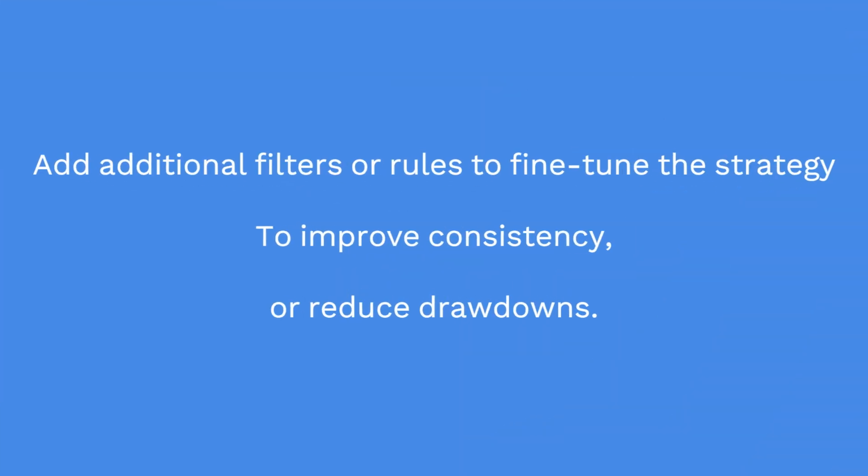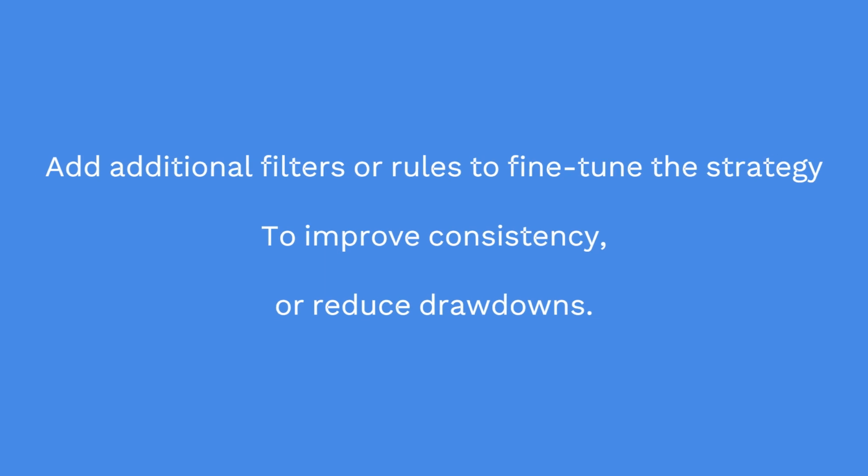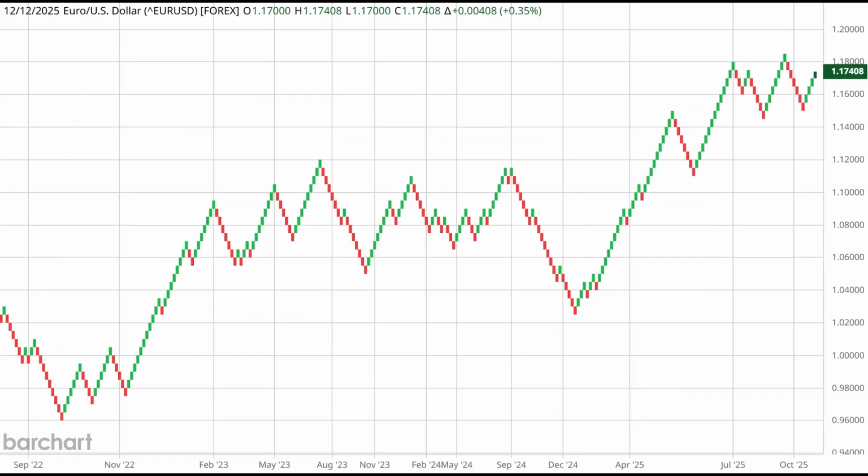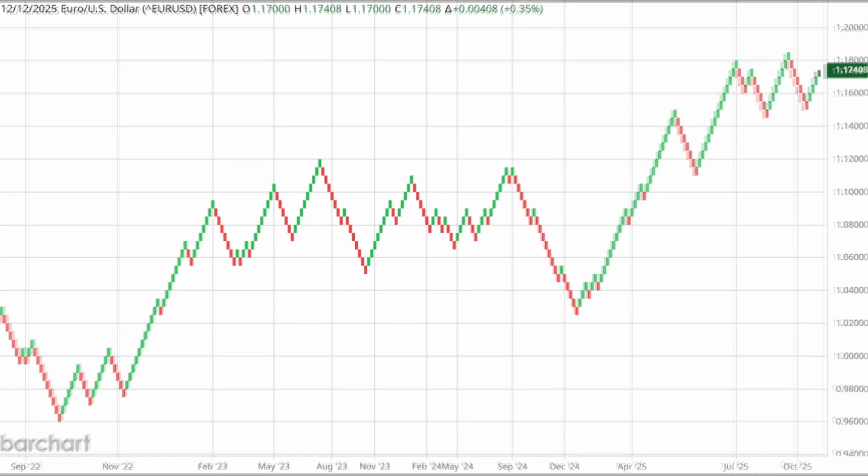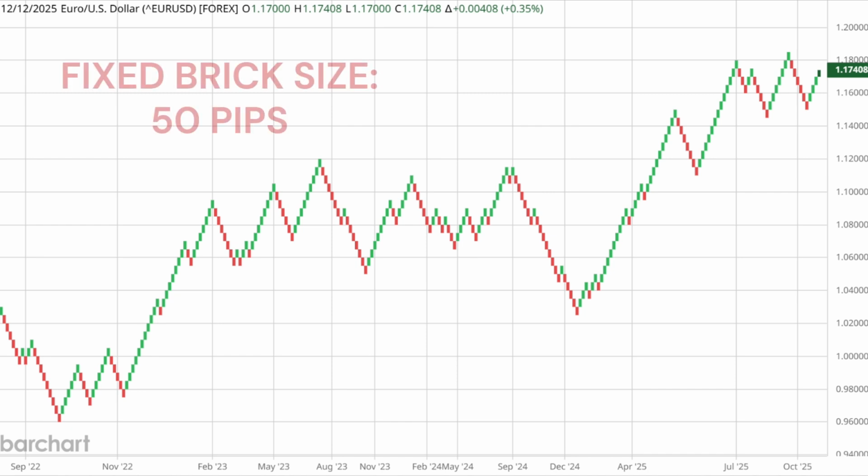After that, you can decide how you might add additional filters or rules to fine-tune the strategy, improve consistency, or reduce drawdowns. But for this video, I want to show how far a simple higher high, higher low breakout approach can take us on its own. Let us start with the euro on the daily chart.